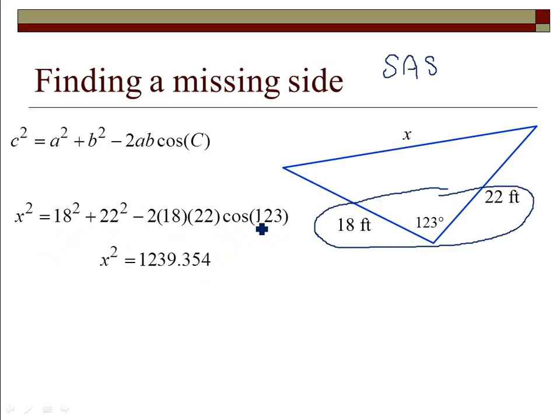You'll get that answer. So the safest way: if your calculator requires you to type in 123 before you do cosine, then it'd be 18 squared plus 22 squared minus 2 times 18 times 22 times 123 cosine, and we'll calculate it out, equals, and then it will give us this answer. Then all I've got to do is take the square root, and the missing side is 35.2 feet.